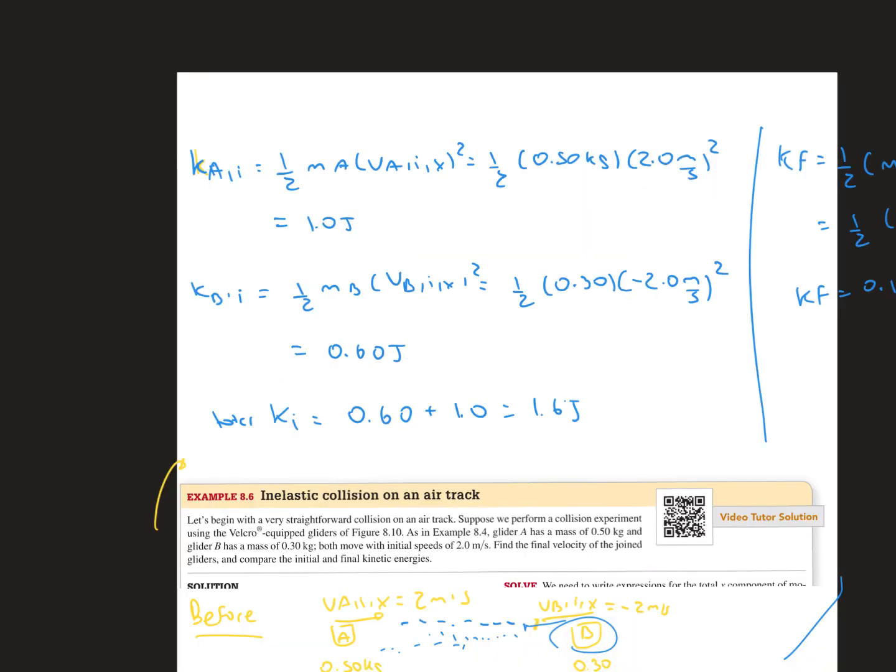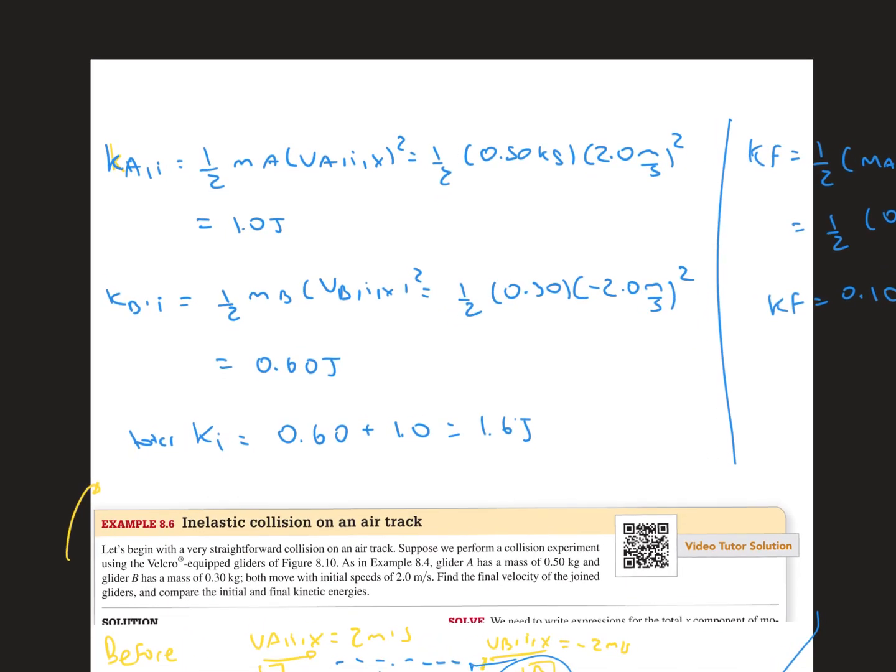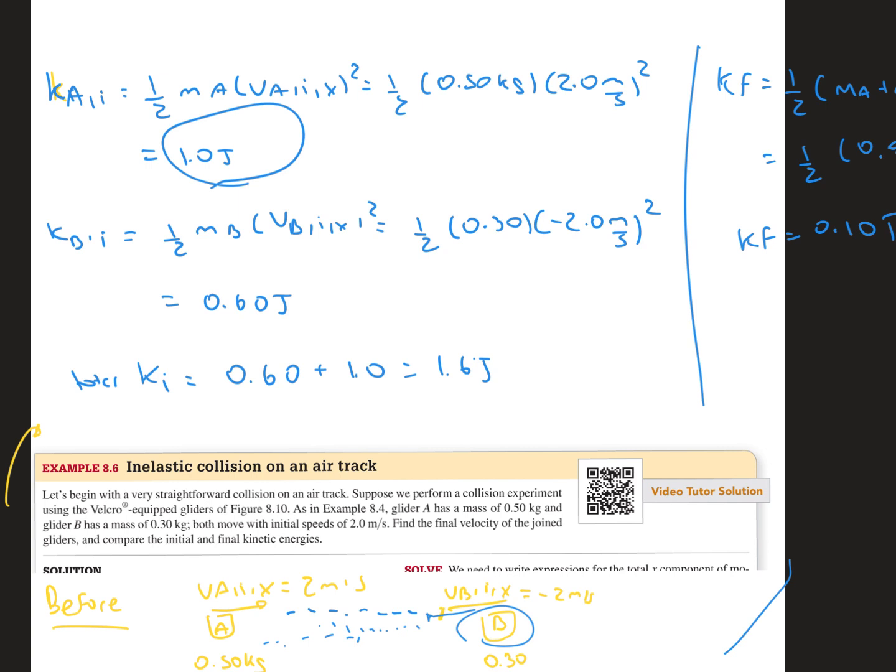In regards to the kinetic energy, as we separate them, the kinetic energy of A is 1/2 mass times its initial velocity squared. It's equal to 1/2 times 0.50 times 2 squared, and that gives us 1.0 joules. For the initial kinetic energy of object B, we have 1/2 its mass times the velocity squared, which is 0.60 joules. As we add them up, we get the total kinetic energy of 1.6 joules.